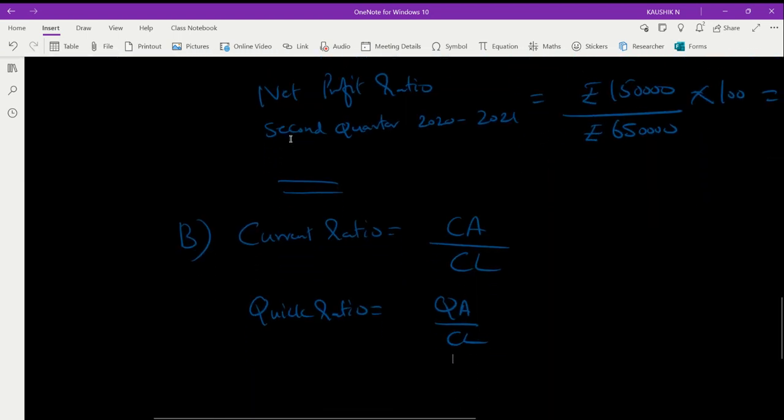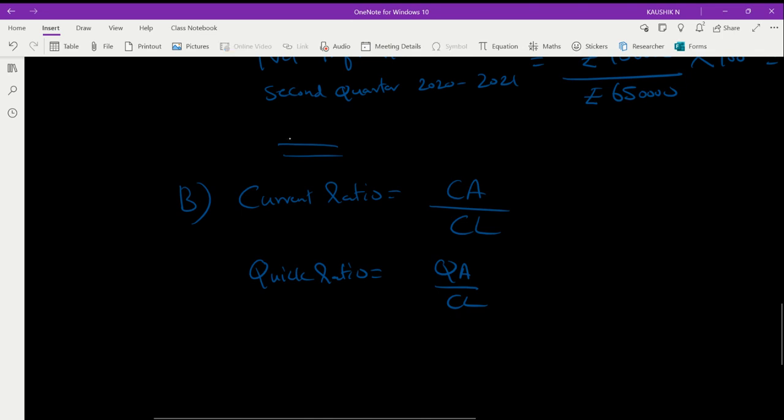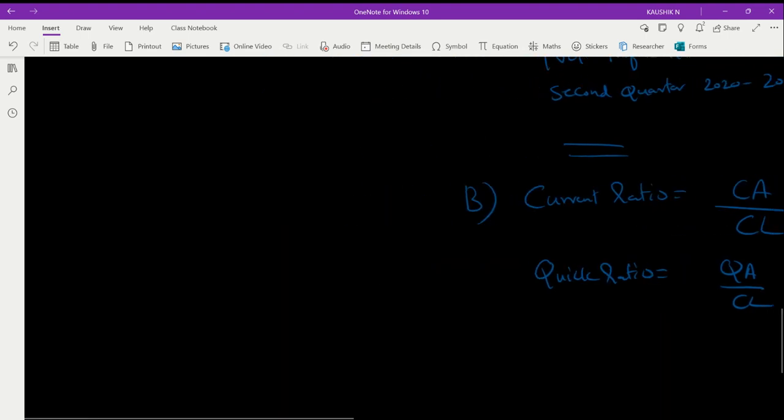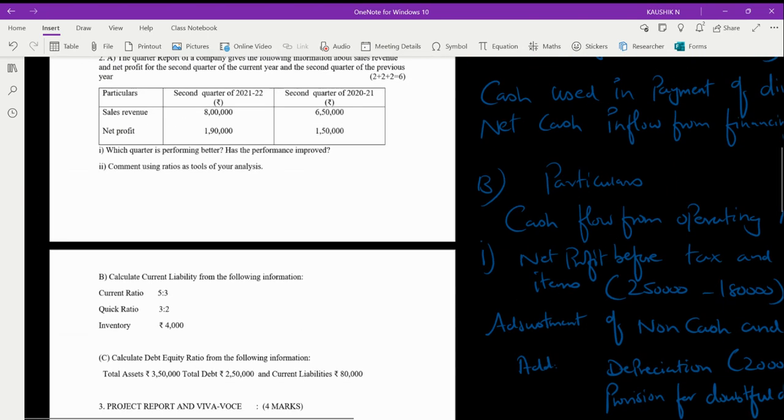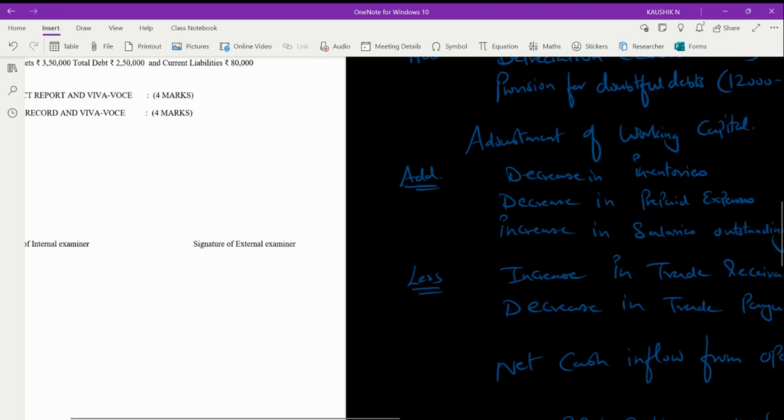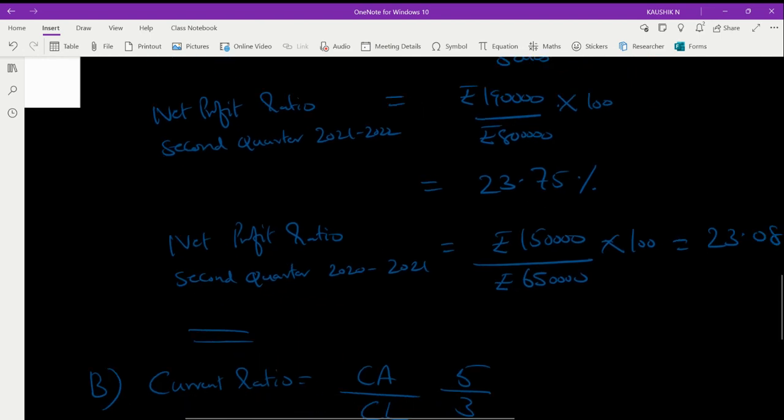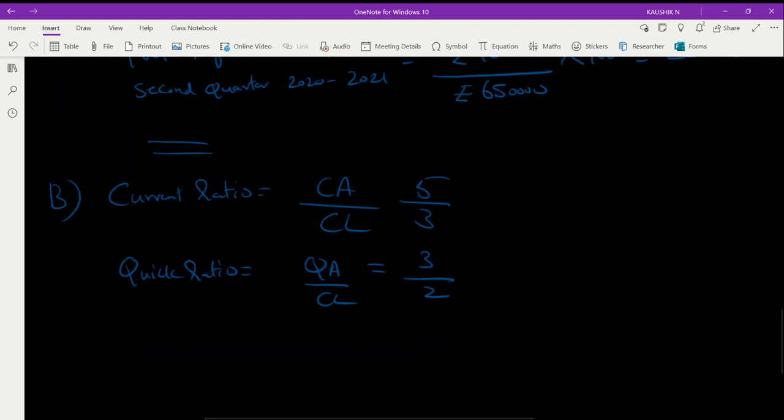So current ratio they are given as 5 by 3, and quick ratio, quick assets by current liability, is given as 3 by 2. This is what they are given in the question. I'll take your question once again. You can just see to it. Your quick ratio is given as 3 is to 2. So that's the reason I'm mentioning numerator as 3, denominator as 2.